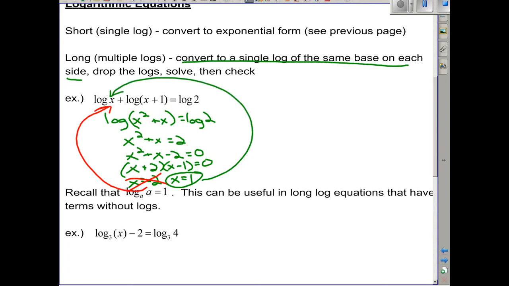The x equals 1, no problems. Log of 1, I can do that. Log of 1 plus 1, or 2, I can do that. This is our solution. So we only have one solution here, x equals 1, even though it looked like we might have 2.